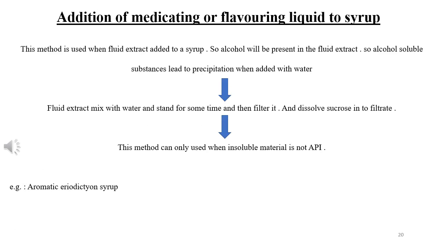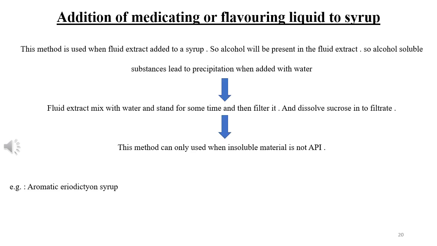The third method of preparation of sugar syrup or medicated syrup is addition of a medicating or flavoring liquid to syrup. This method is used when a fluid extract is required to be added to a syrup. Every fluid extract contains alcohol, because alcohol is used as the extracting fluid. Due to the presence of this alcohol, some constituents are solubilized in alcohol.